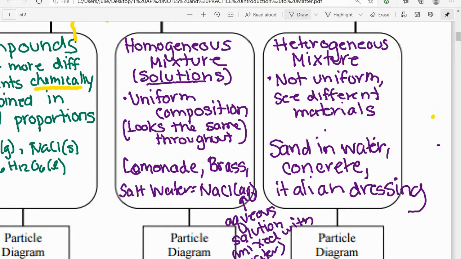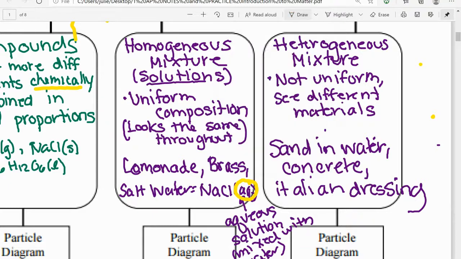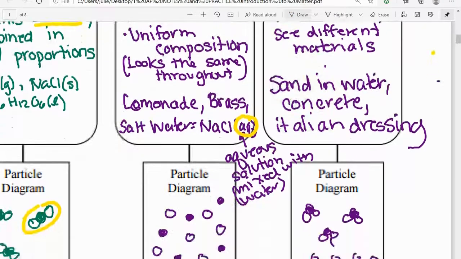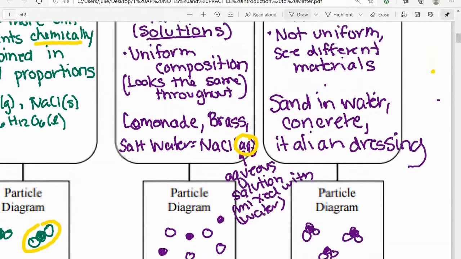Salt water, as long as the salt is all dissolved, is also a homogeneous mixture. And I wanted to show you specifically, and this is really important, it's going to come up in our equation writing, is because I have this AQ here, that is called an aqueous solution. That simply means that it is specifically mixed with water. So just be aware of that, and I would definitely jot that down for yourself. And we'll look at the particle diagrams in just a second.